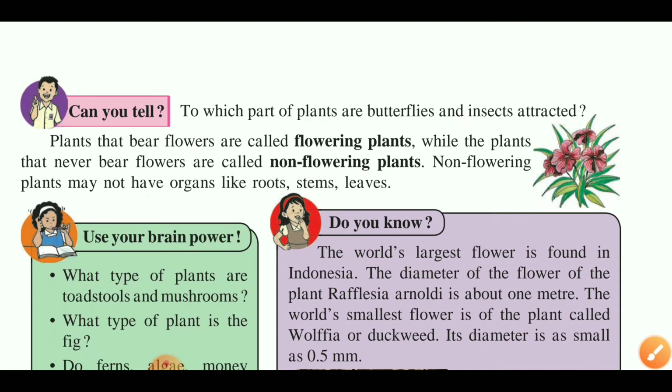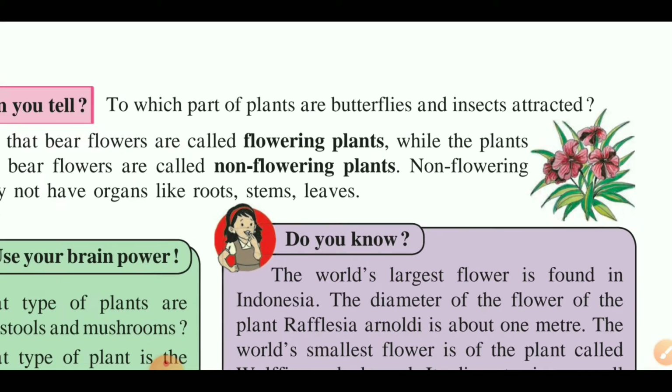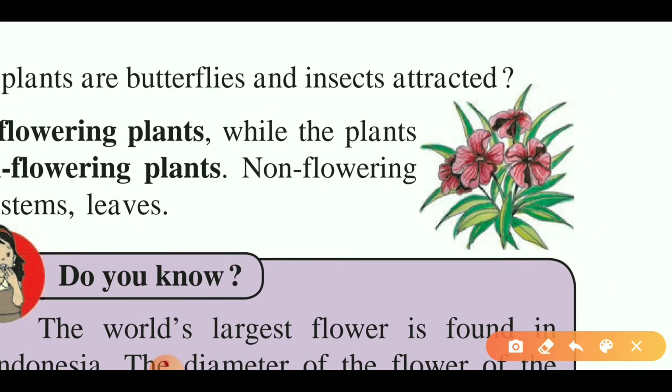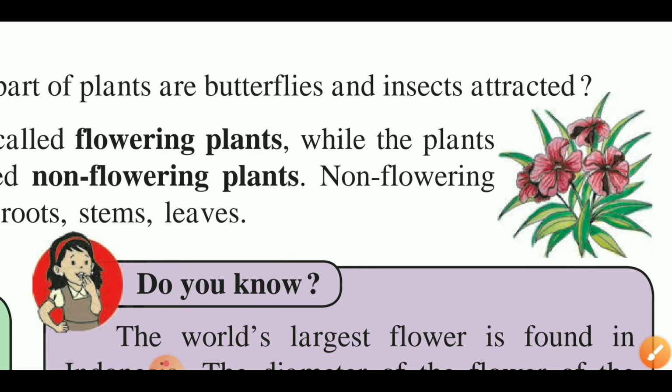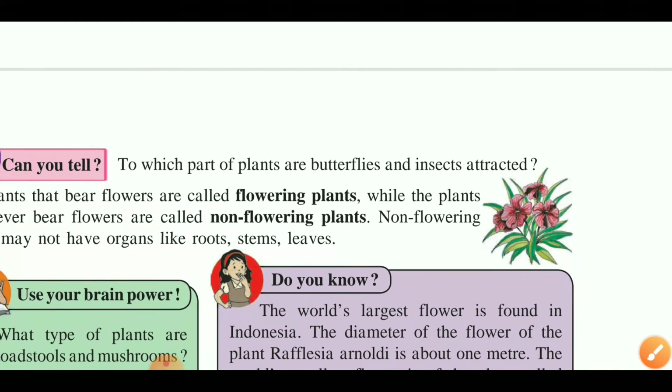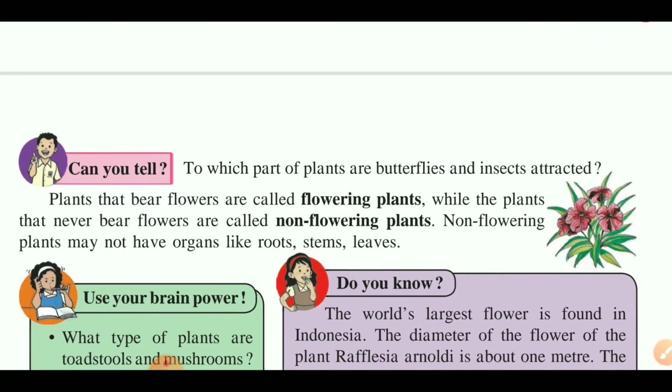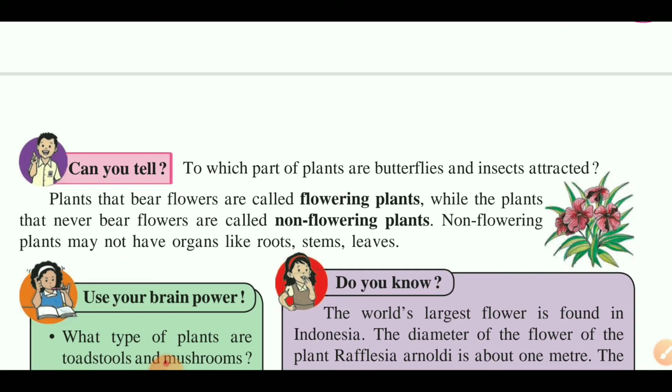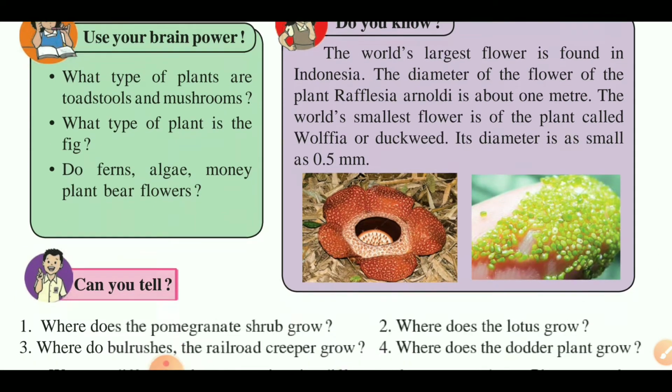Okay, now next one. To which part of plants are butterflies and insects attracted? You know which part is attractive to butterflies? This part. What are we calling this part? Flowers. Now so, very simple. Plants that bear flowers are called flowering plants, while the plants that never bear flowers are called non flowering plants. Non flowering plants may not have organs like roots, stems, and leaves.